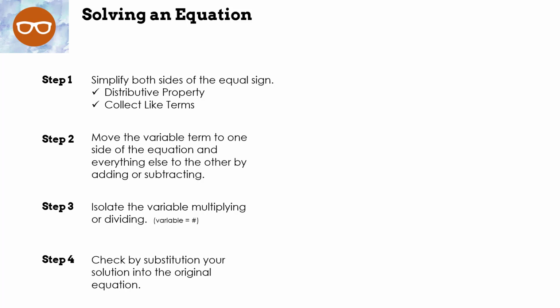What am I talking about when I say isolate the variable? That means I want to get x equal to a number or z equal to a number. I don't want 2x or 5x. No, I want x by itself. And then finally, we have to check to make sure we're right.